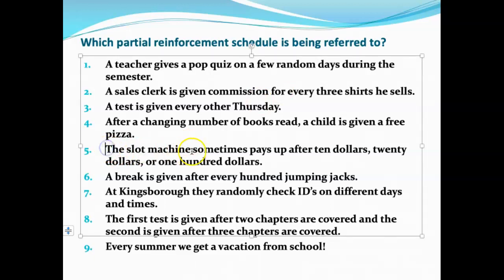I'll do one more for you. You can do the others on your own. A slot machine sometimes pays after $10, $20, or $100. That is variable ratio. You never know how many times you have to pull the handle on the slot machine or press the button on the slot machine to get a payout. It's unpredictable, it's random, it's variable, and it's ratio because it's a function of completed behaviors. How many behaviors did you complete? 2, 3, 5, 20 to get the payoff. It is a ratio basis.